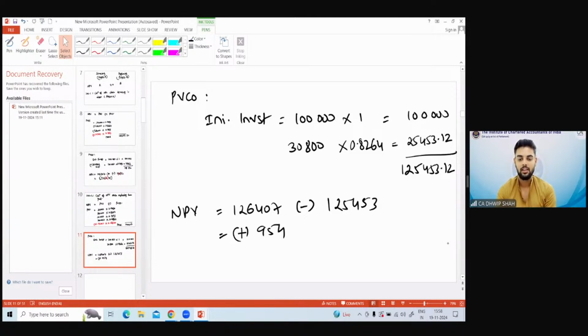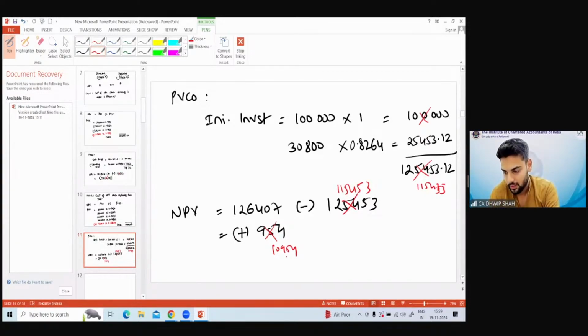Are you understanding? And now the second part: what if the supplier gives a 10,000 discount? So the NPV will increase by 10,000. How? Because now this outflow would be 90,000. Correct? So with 90,000, the total here would be 115,453. So can I say here the NPV would be 10,954. This is part B that you need to solve, but separately.